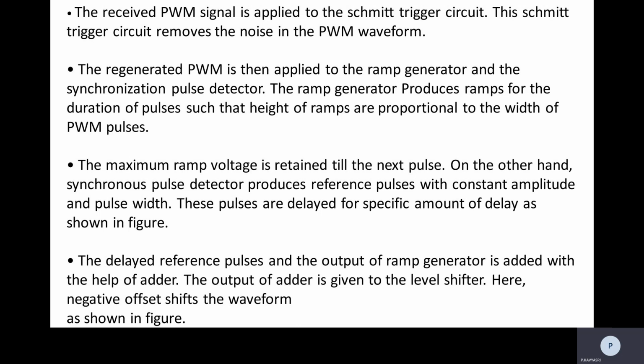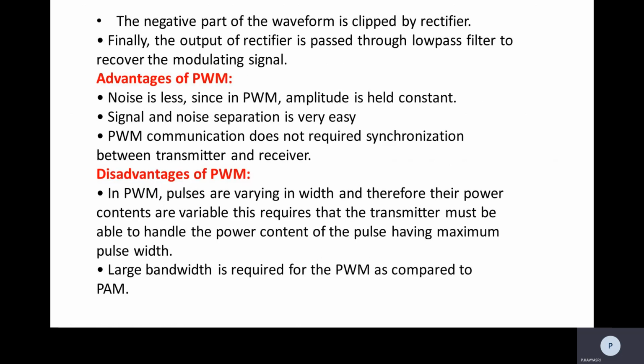The delayed reference pulses and the output of a ramp generator are added with the help of an adder. So the work of the adder is to add the two signals, and that output of the adder is given to a level shifter. So here the negative offset shifts the waveform as shown in the figure. The negative part of the waveform is clipped by the rectifier. Finally, the output of the rectifier is passed through the low pass filter to recover the modulating signal. So as I said, we will use a rectifier also. So that is about the generation and demodulation of a PWM.